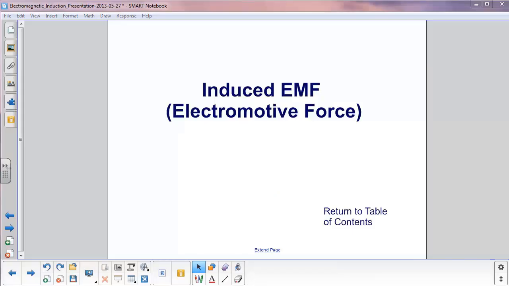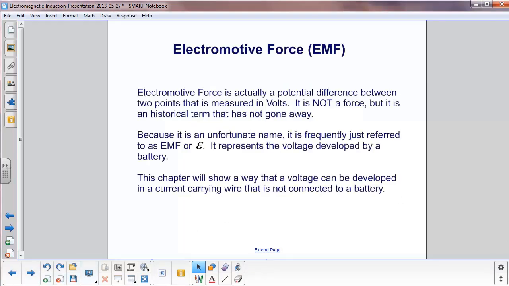We'll begin the discussion by defining induced EMF, where EMF stands for electromotive force. Electromotive force is actually a potential difference between 2 points. It is measured in volts. It is not a force. However, historically, that's what it was named, and the name is just sort of kept on going. Because it really isn't a force and the name isn't the greatest, it's frequently just referred to as EMF, or the Greek letter epsilon, capital epsilon.